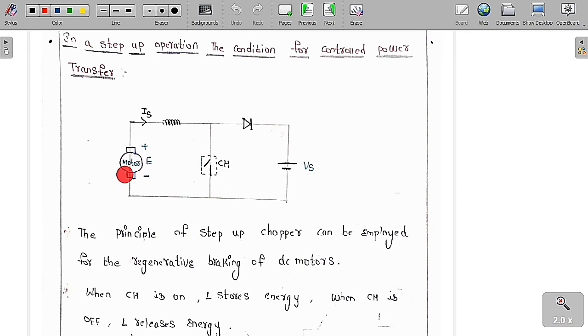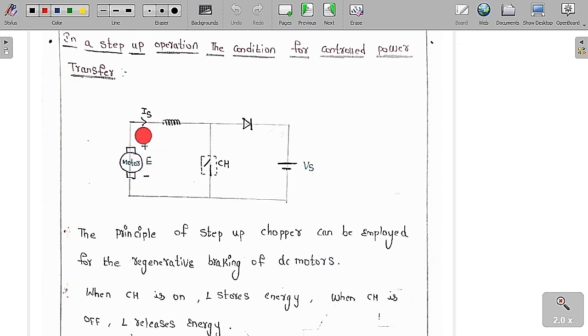Because of that, what is going to happen? The generated voltage is very high, much higher than the supply voltage Vs. Because of that, the current will be opposite. Therefore current is going to flow from this motor to this source, so the source is going to accept the energy from the motor. This is used only in the case of regenerative braking. Whenever the motor is operating in regenerative braking, the speed is very high, so the induced EMF is very high, and therefore current will flow in the reverse manner.